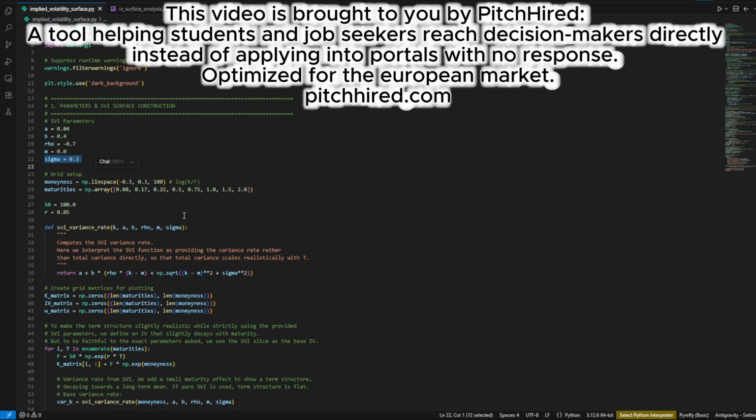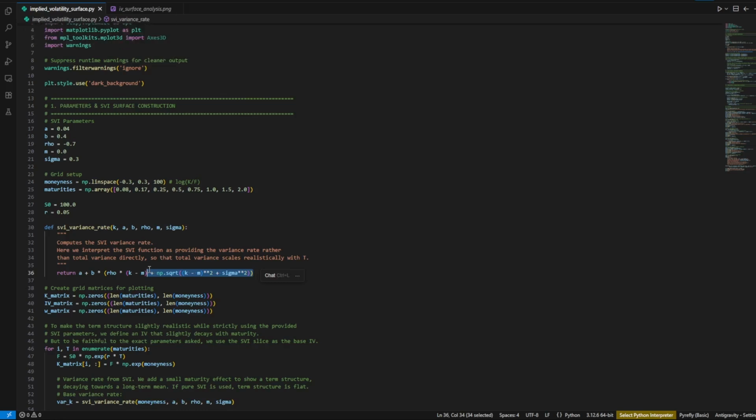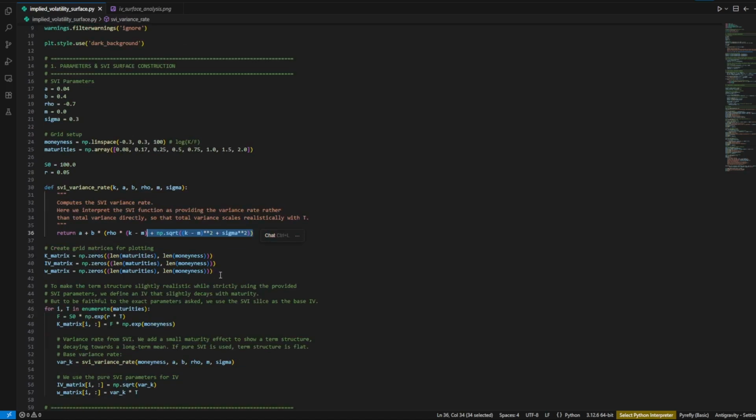So the formula is this one. It's a plus b multiplied by the asymmetry or the skew of the smile multiplied by k minus m. k is the log moneyness, which is ln of K over F, and so on.